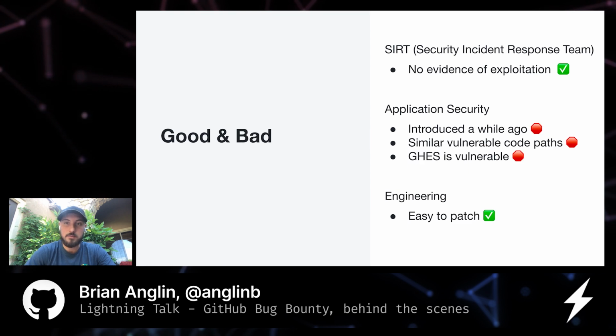So as these teams are working, we identified that there's no evidence of exploitation. This is great. We checked through our logs and we found the only people to access the path that would indicate that this has been exploited were the researcher and our team. Unfortunately, this issue was introduced a while ago. We found similar vulnerable code paths, and we found that our GitHub Enterprise Server appliance is also vulnerable. Luckily, this was a pretty easy issue to patch.